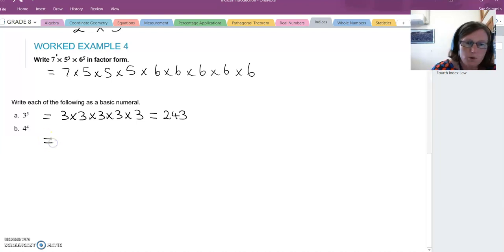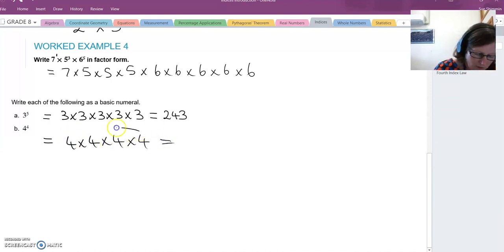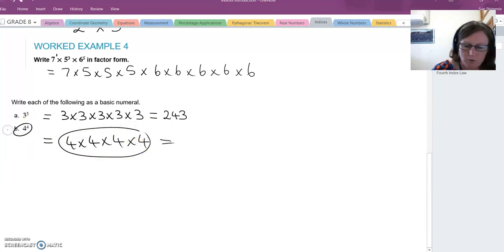Okay, 4 to the power of 4. So that means 4 times 4 times 4 times 4. So I can either put this into my calculator to get the answer, or I can put 4 to the power of 4 straight into my calculator, and the basic numeral for that is 256.